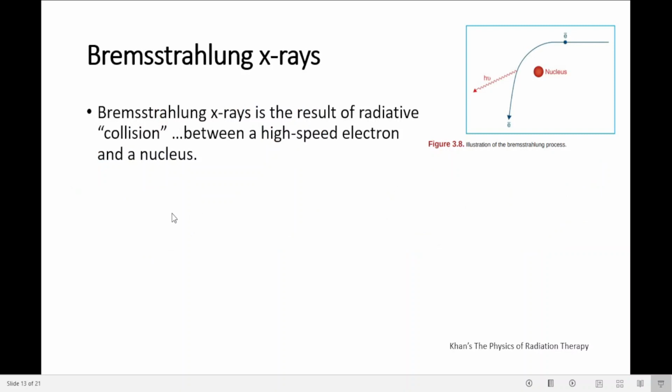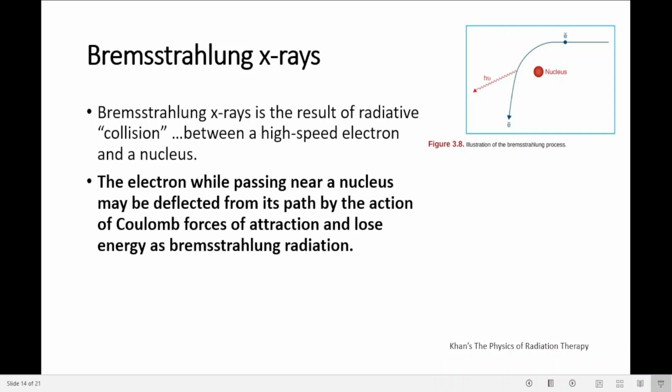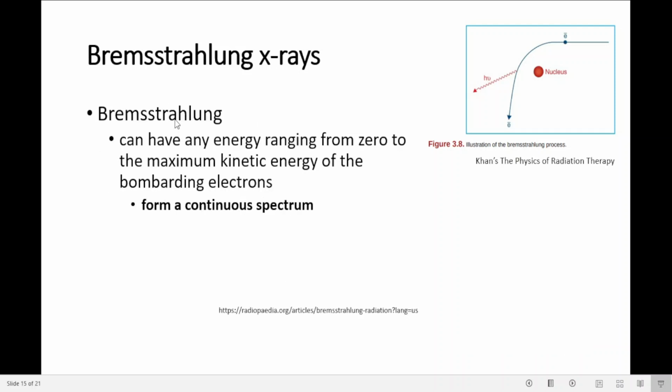Bremsstrahlung X-rays are the result of a radiative collision, an interaction between a high-speed electron and the nucleus. The electron, while passing near a nucleus, may be deflected from its path by the action of Coulomb forces of attraction and lose energy as Bremsstrahlung radiation. Bremsstrahlung can have any energy, ranging from 0 to the maximum kinetic energy of the bombarding electrons. Because of that, they form a continuous spectrum.